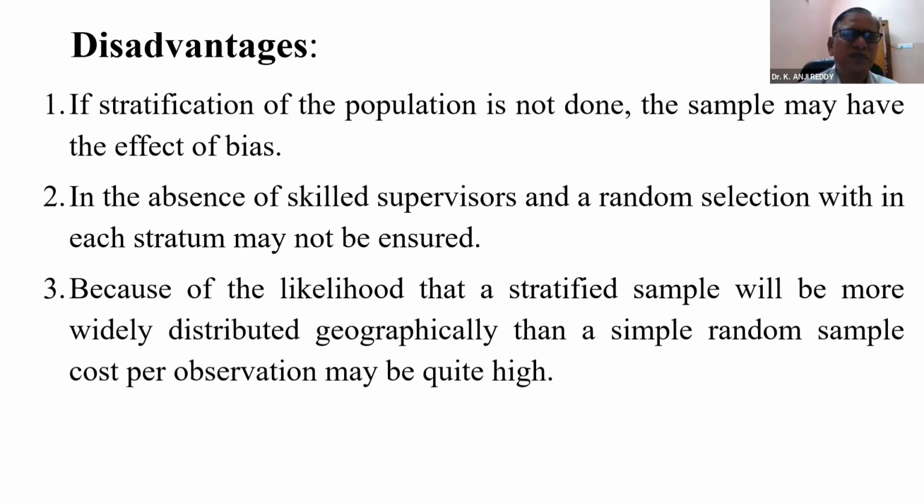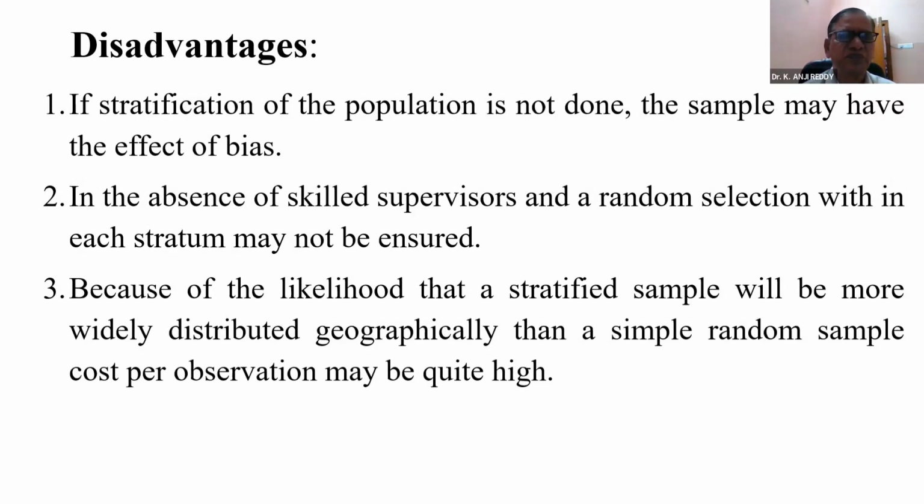The second is, in the absence of skilled supervisors, random selection within the stratum may not be ensured. When you want to select a random sample, there must be skilled persons to guide the enumerators, the people who collect the information. The supervisors have to guide them from time to time in the stratification and in selecting the sample, all these matters. Then only the expected result will come. Otherwise, you cannot expect accurate or good results; biased, inaccurate or unreliable results may be produced.